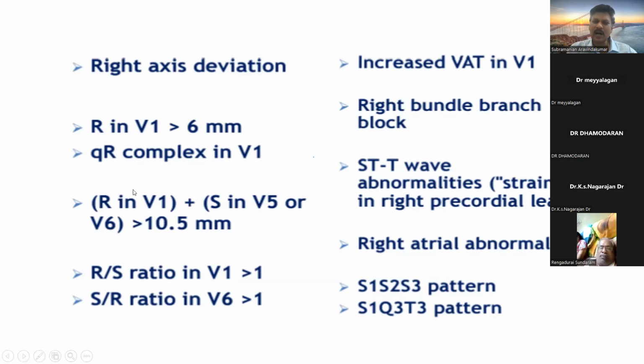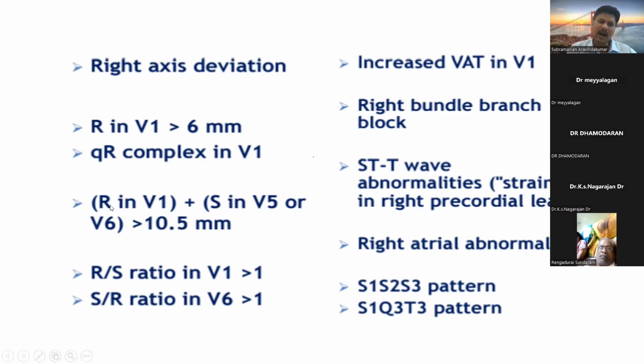The other one is the R wave in V1, like your LVH, plus the S wave in V5. If you add them together, it is 10.5 millimeters. Whereas in LVH, it was 35 millimeters: R wave in V5 plus S wave in V1 was more than 35 millimeters.